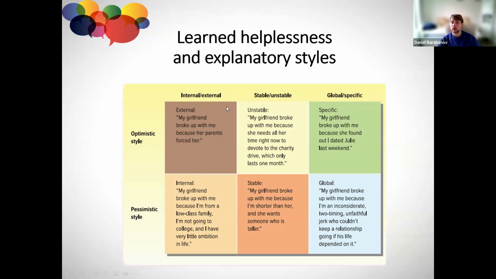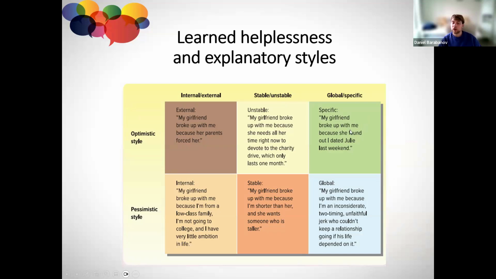Here it's optimistic style, on the top: external, unstable, and specific, right? So my girlfriend broke up with me because her parents forced her. It's not because something wrong with me, it's just parents. Like my girlfriend broke up with me because she needs all her time right now to devote to the charity drive, which only lasts 1 month. So when this is over, after this month, maybe we will reunite once again. So it's unstable, right? It's just for this month.